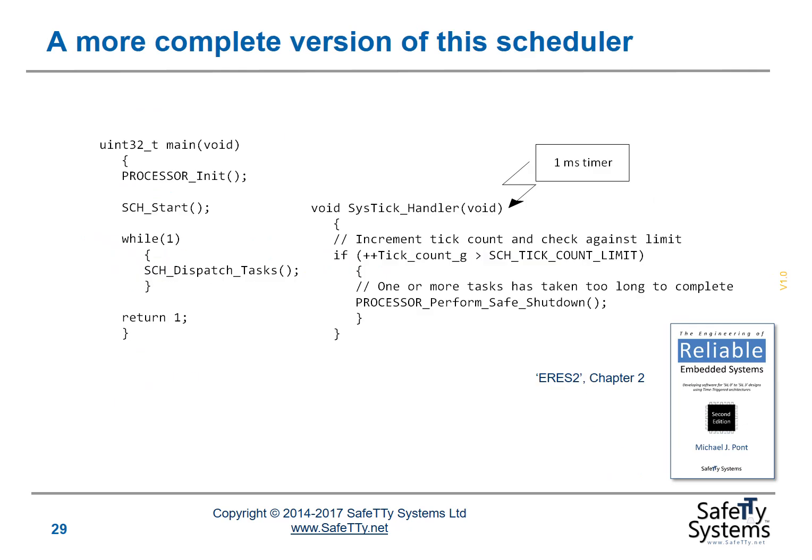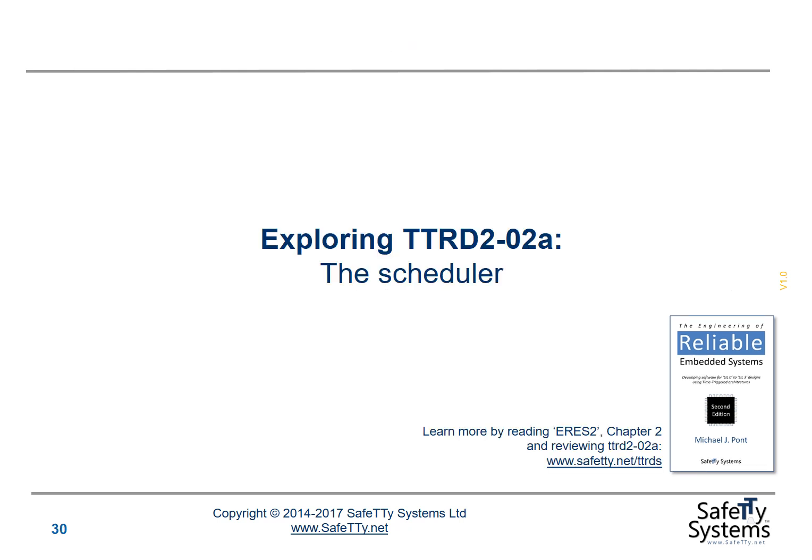What we're going to look at in the remainder of this video is a complete scheduler from ERES 2 Chapter 2. And again, if you haven't read that chapter in the book, I suggest you do so before continuing with this video. So, I'm going to look at what's called in the ERES 2 book TTRD2-02A.